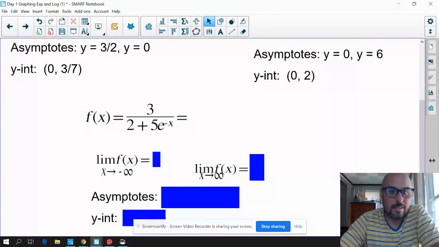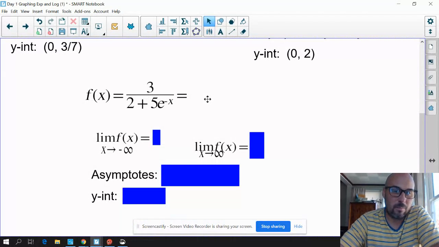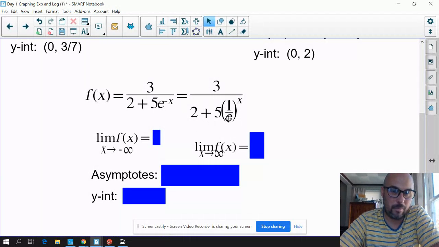And last, if you're given this negative exponent, always realize you could change it to a positive exponent just by flipping that base, just by making it 1 over e. So when x approaches negative infinity, I'll plug it into here. Like when x is negative 100, the negative with the 100 cancels out with this negative, making it positive 100. So e to the positive 100 is really big, and 3 divided by a big number is 0.